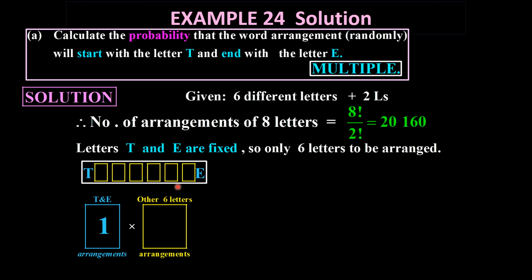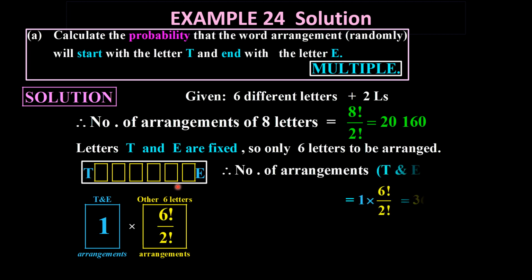Start with the T, end with the T. The other 6 letters are 6 factorial. They were different, but there are 2 L's, so it's 6 factorial divided by 2. Therefore, the number of arrangements I have there, 6 factorial divided by 2, is in this case 360.